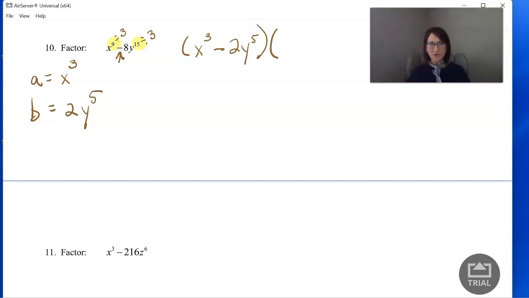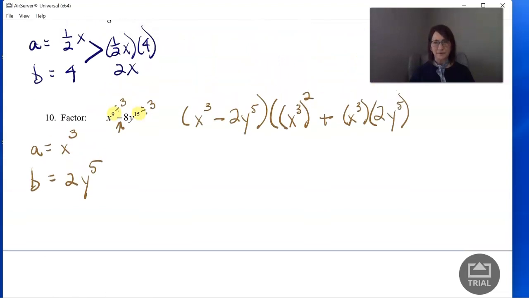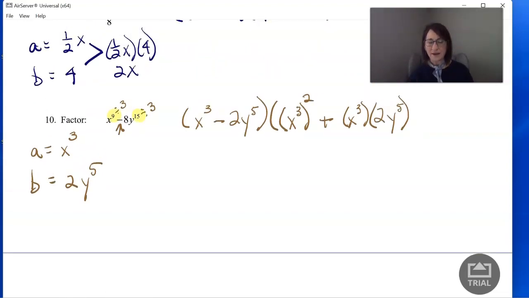Now, I'm going to write this out the long way so you can see where all of my exponents and numbers are coming from. So I'm going to take my first term, x cubed, and square it. My sign is the opposite of the original. Then I'm going to take my a times my b. So my x cubed times 2y to the 5th. Notice it's not a negative 2y to the 5th. It's a positive 2y to the 5th. And then always positive, and I take that 2y to the 5th and square it.